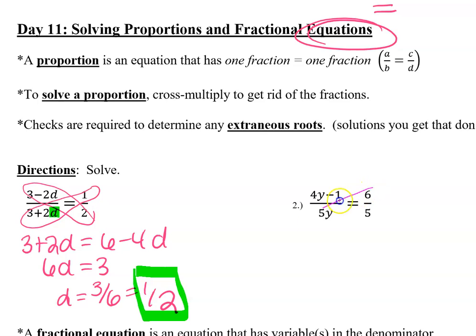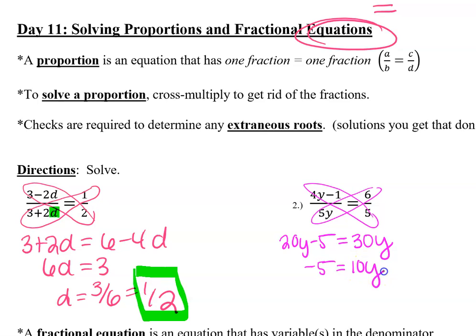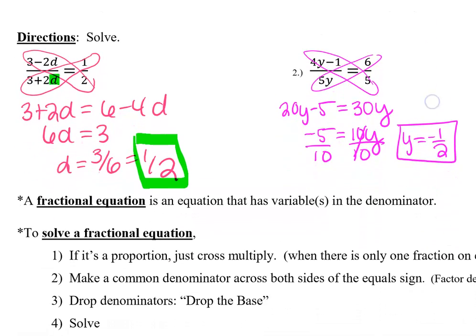Now, for number 2, if I cross multiply, we get 20y minus 5 equals 30y. Subtract the 30, or subtract the 20, I should say, and then divide by 10. So y equals negative 1/2. And that's okay, because if I plug it back in, it's not going to cause the denominator to go to 0. So those are proportions.